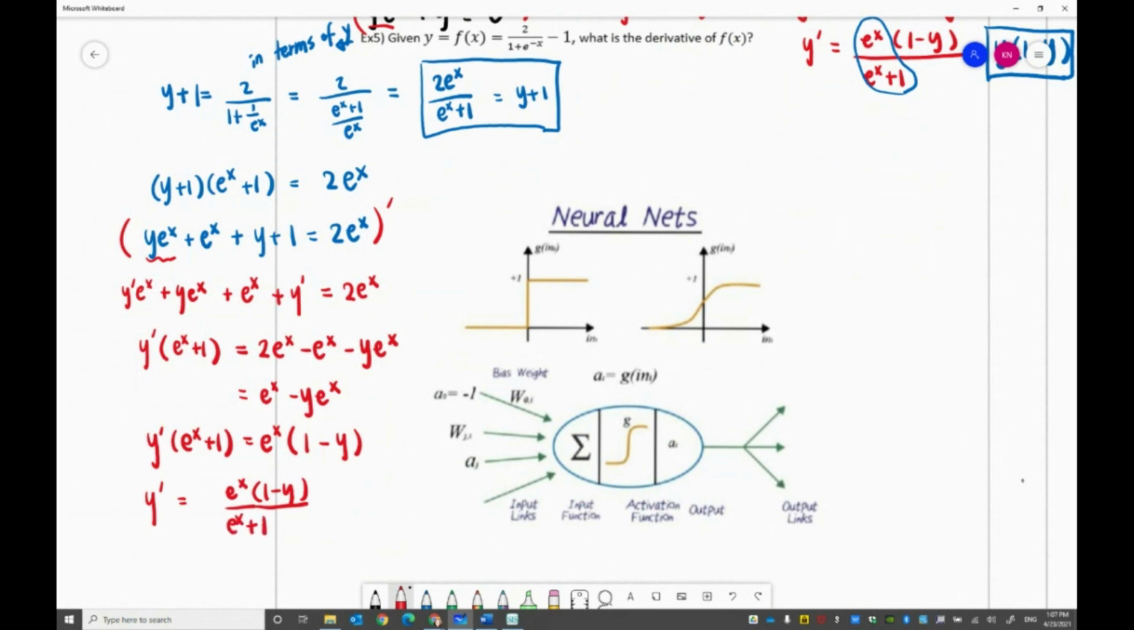I need 2 to get the y plus 1. So I can multiply by 1, so 2 over 2. Then I can say 1/2 is out. Now I have 2 times e to the x over e to the x plus 1 times 1 minus y. So that means I can rewrite this one as 1/2 times 2 times e to the x over e to the x plus 1, which is y plus 1. So y plus 1 times 1 minus y. Done.